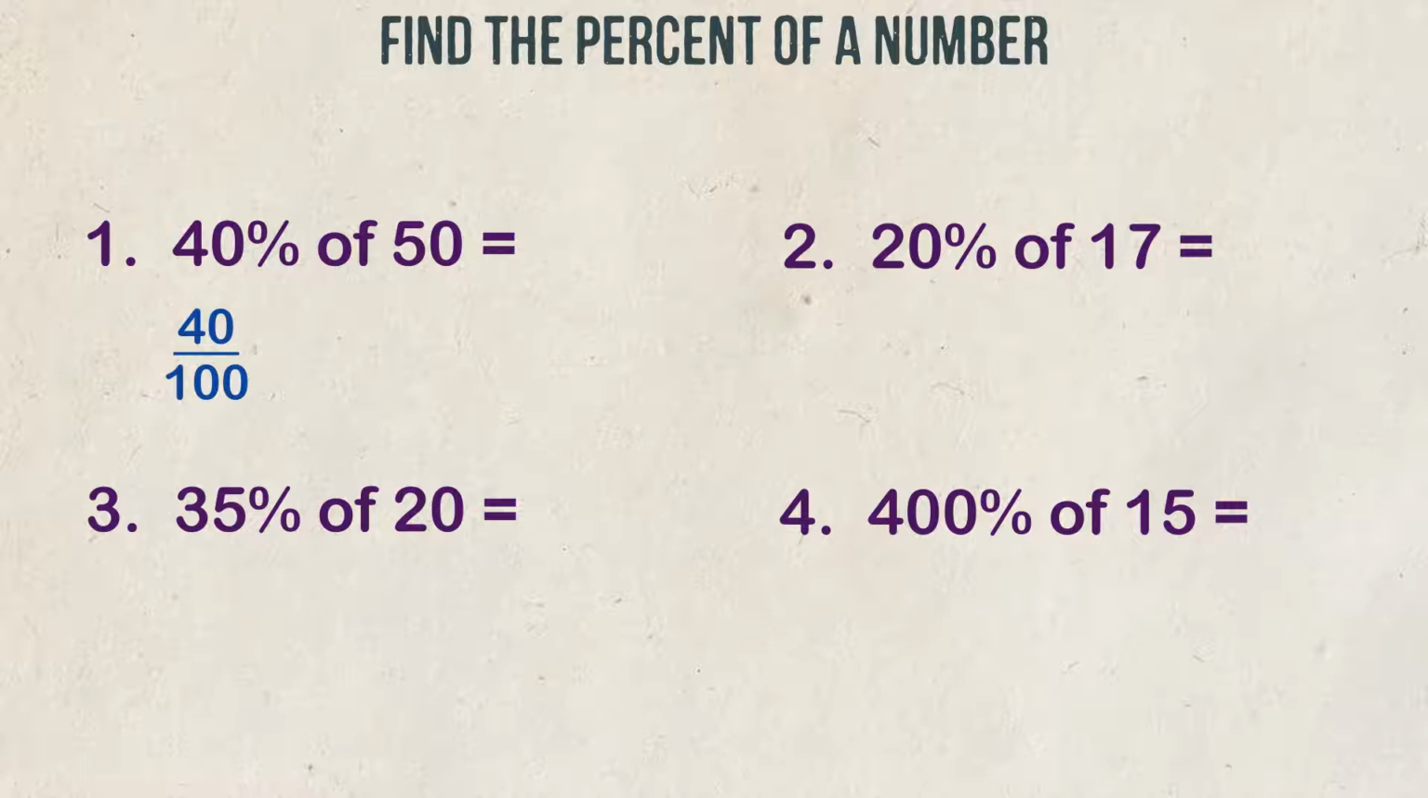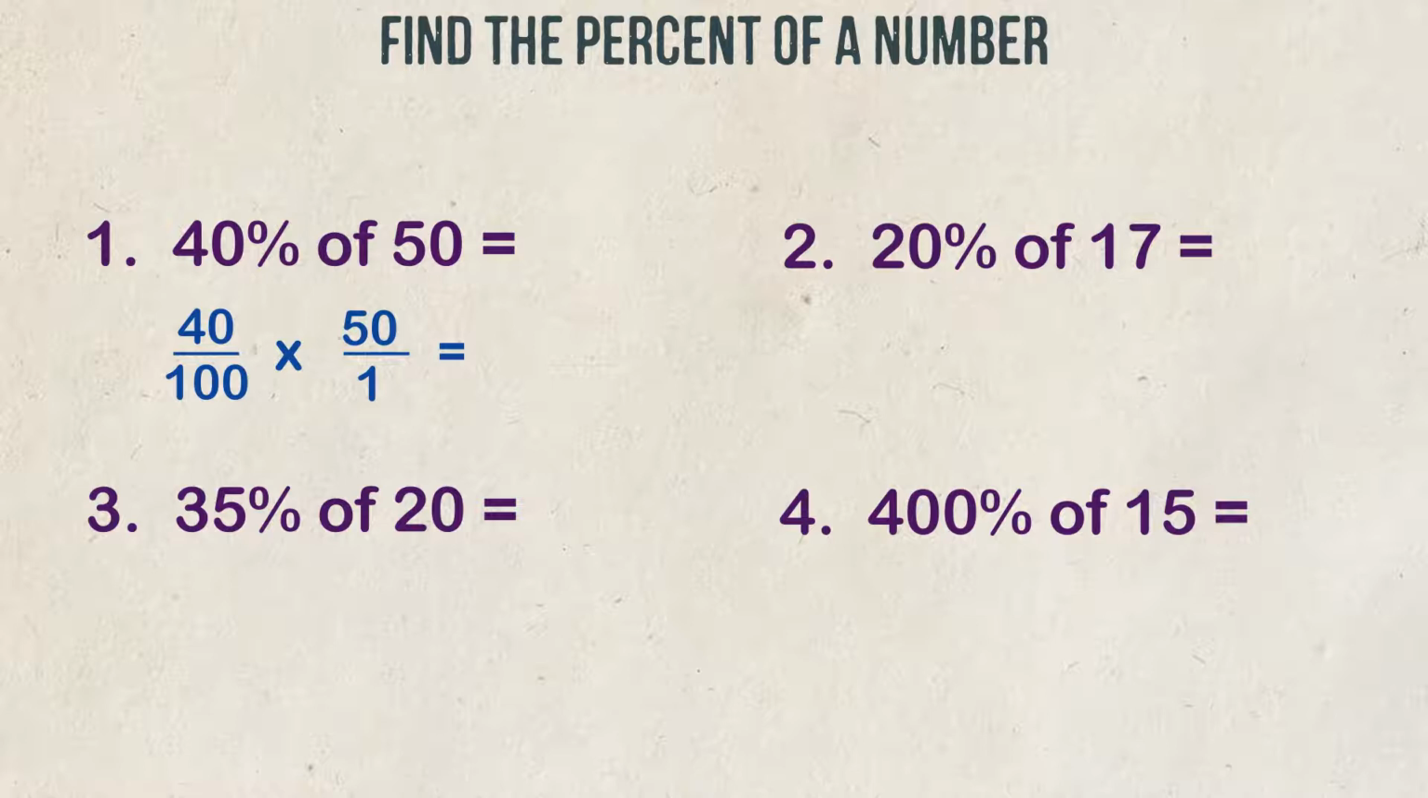When you're trying to find the percent of a number, that means you're going to set your equation up to be, in this instance, 40% times 50. So 40% equals 40 over 100 in fractional form, and then we're going to multiply it by our whole number of 50. We can also put 50 into fractional form and have it be 50 over 1.